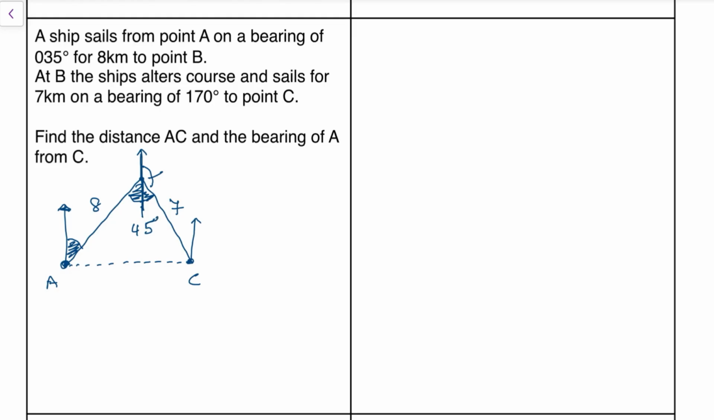So one thing about bearings is almost always it involves alternate angles or co-interior angles to find an angle. Either way, I've got the cosine rule. So that means that AC is going to be equal to the square root of 8 squared plus 7 squared minus 2 times 8 times 7 times cos 45. Calculator out. I'm going to do this in one go. So that's going to be 64 plus 49 minus 2 times 8 times 7 cos 45.